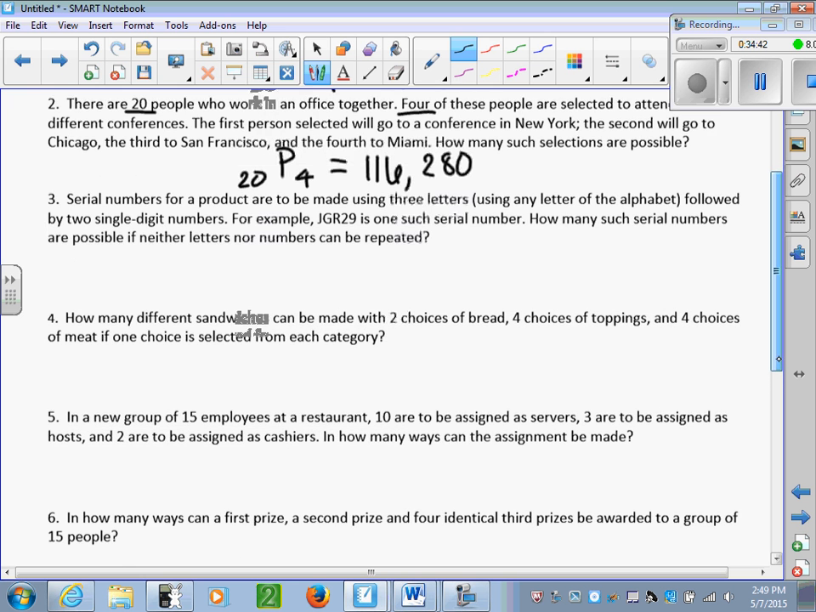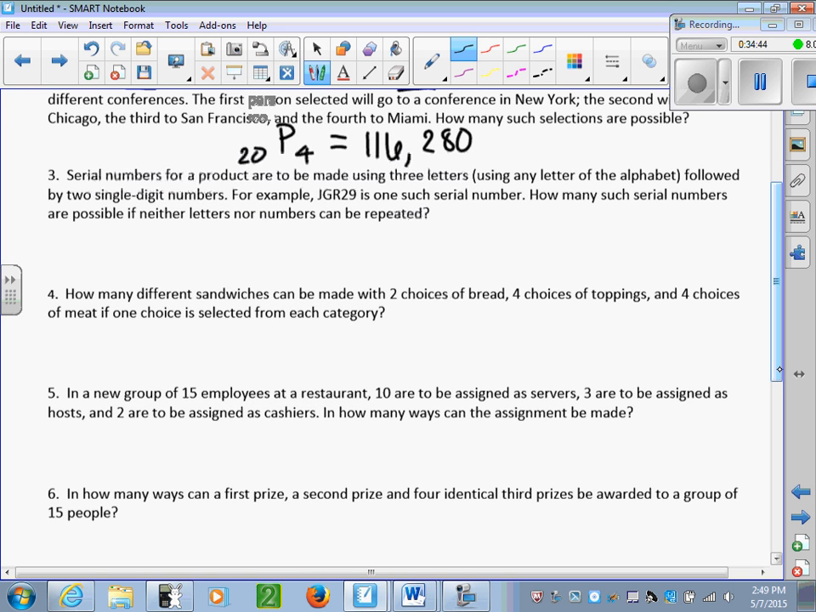All right, so let me give you some hints on these. Let's see, serial numbers for a product are to be made using 3 letters. Okay, let me read. The serial numbers for a product are to be made using 3 letters. Okay, using any letter, doesn't matter. Followed by 2 numbers. An example, JGR 29. How many such serial numbers are possible if neither letters nor numbers can be repeated?